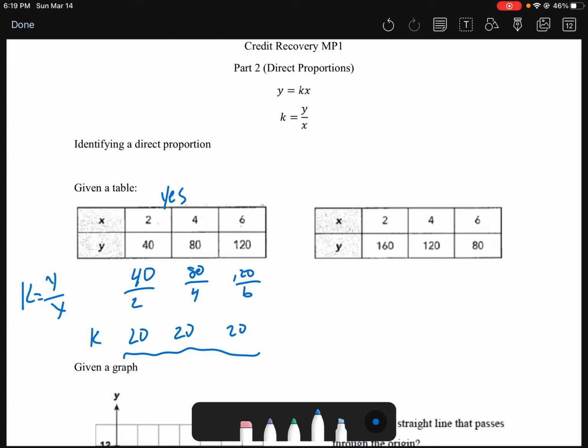If we look at our second table here, I would take 160 and divide it by 2, 120 and divide it by 4, but I'm seeing that these two are not the same number. Because they are not the same, our k value is not the same for each one. This one does not represent a direct proportion.